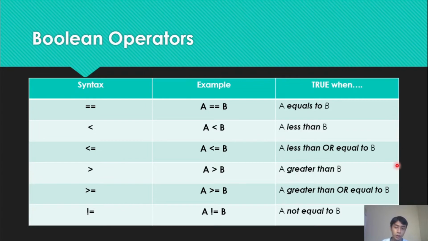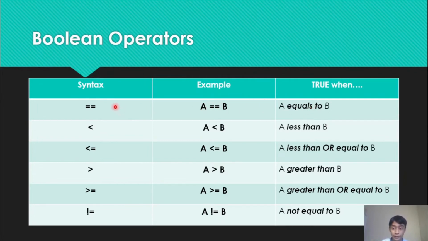Now, we also have Boolean operators. I'm pretty sure you've seen them when you're doing maths. For example, when you look at this, what you probably think of is comparing two variables, whether or not they are equal to each other. So for example, A is equal to B. Now, this syntax is true when A is equal to B.